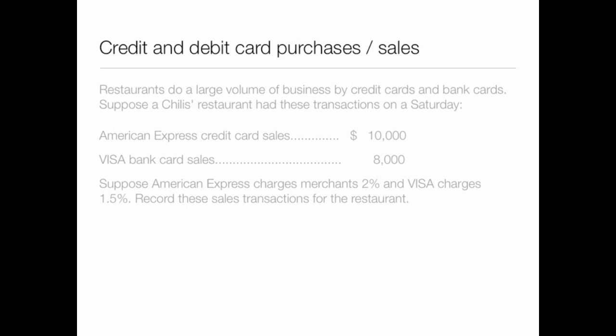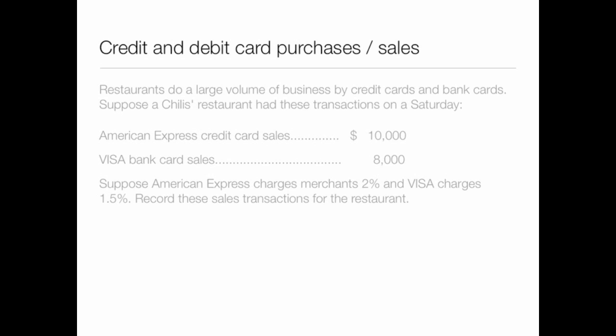So we'll record the credit card sales first, and remember, we record revenues of what we actually earned. So we earned $10,000 in sales. So we're going to credit sales revenue for $10,000. But we're not actually going to receive all of that $10,000, as American Express is going to take out 2% before we get our money.